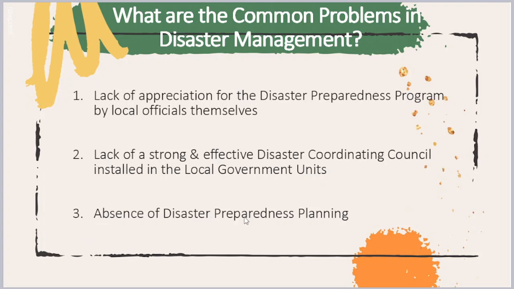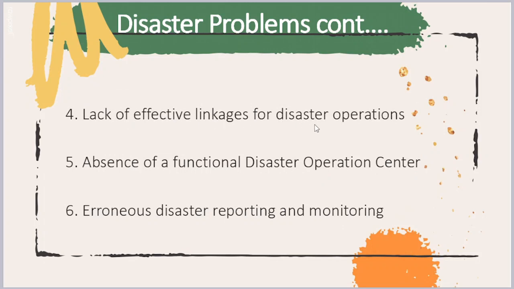Next, absence of disaster preparedness planning. So if wala kang plan for the future events of disasters, pagdating ng disaster, wala talagang mangyayaring response. Okay? Okay, next, lack of effective linkages for disaster operations. So walang connection, no? In the different bodies involved. Absence of a functional disaster operation center. Walang disaster operation center sa area ninyo, for example. So, saan pupunta yung mga tao for assistance, walang mag-a-assist. Okay? And then, erroneous disaster reporting and monitoring.